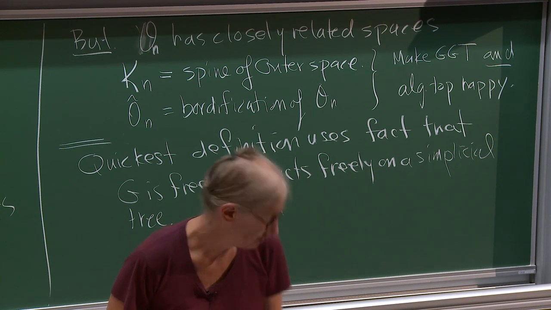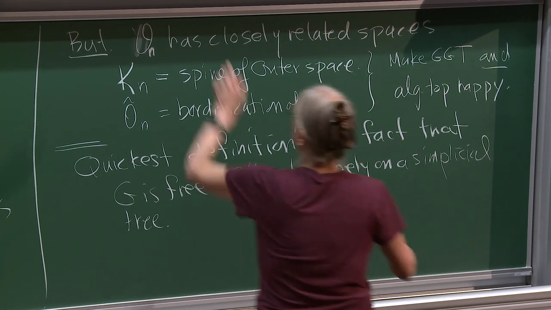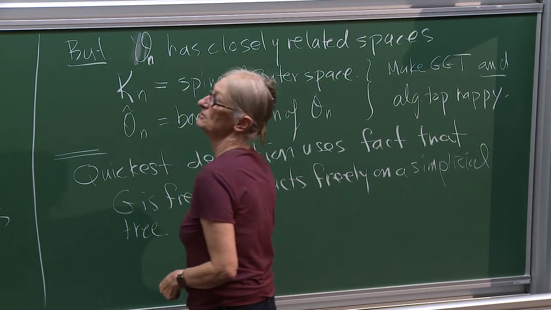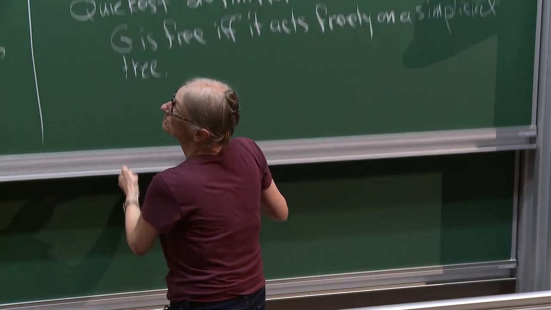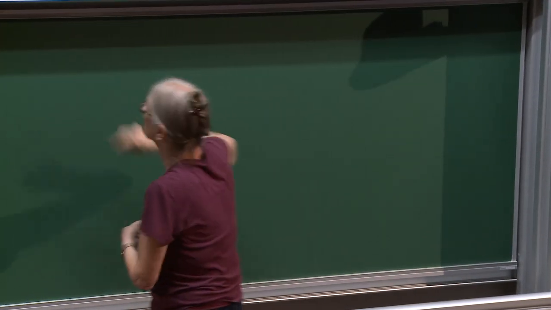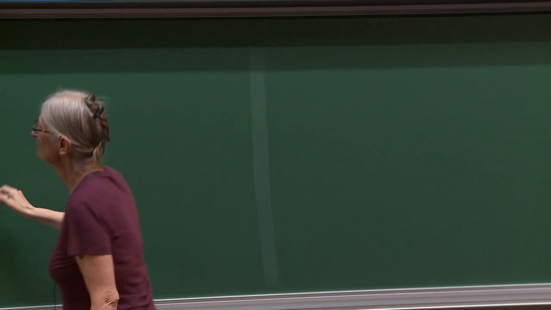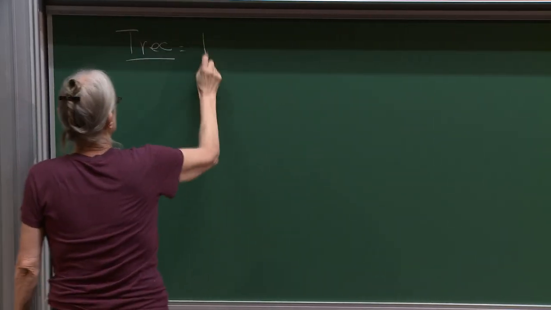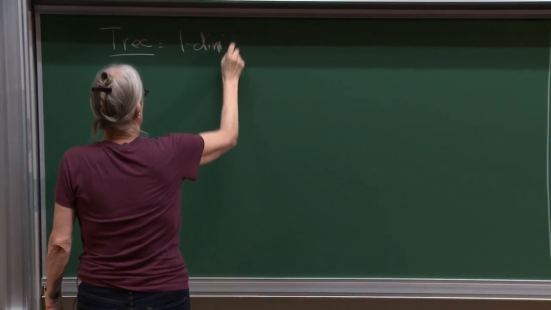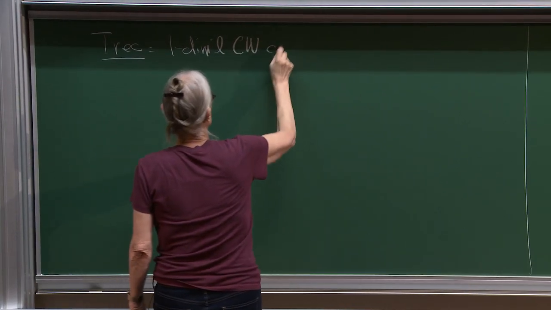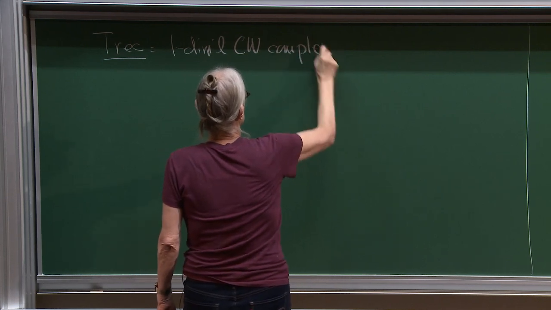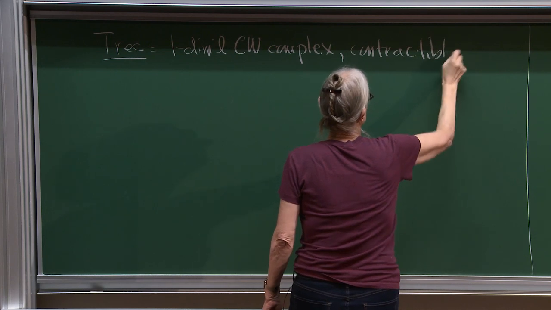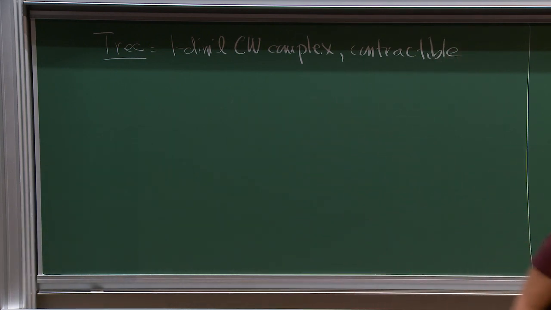Right. So what do I mean? So for me, a tree is a one-dimensional simplicial complex. My trees, I'm not looking at real trees at the moment. I'm only looking at simplicial trees. So I won't bother to say simplicial all the time. For me, a tree is just a one-dimensional CW complex, and it's contractible.